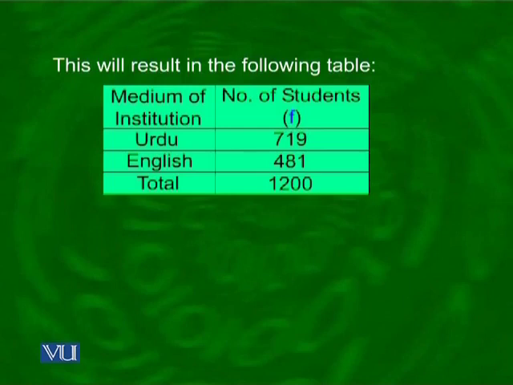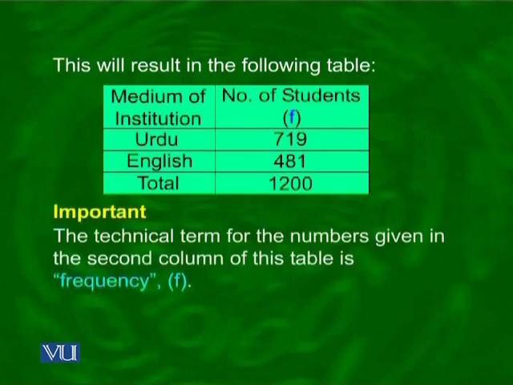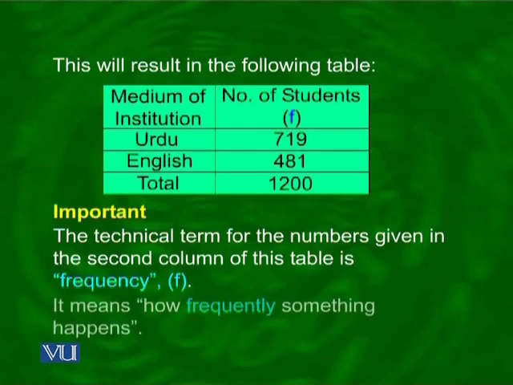Now, what does F represent? F is the notation for the term frequency. And this is a very, very important term in statistical terminology. And what do I mean by frequency? It means how frequently something happens.